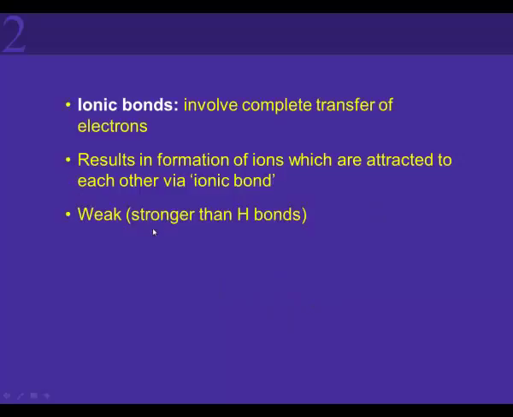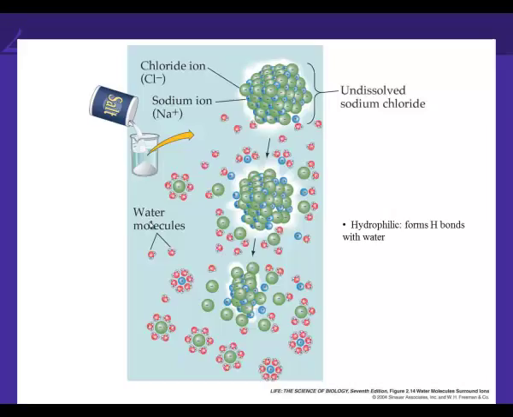So you might have noticed on this slide that it mentioned that ionic bonds are fairly weak. They're stronger than hydrogen bonds, however, but weaker than covalent bonds. One of the hallmarks of an ionic bond is that compounds that are held together by these kinds of bonds tend to be very hydrophilic. And what this term means is that they readily form hydrogen bonds with water.